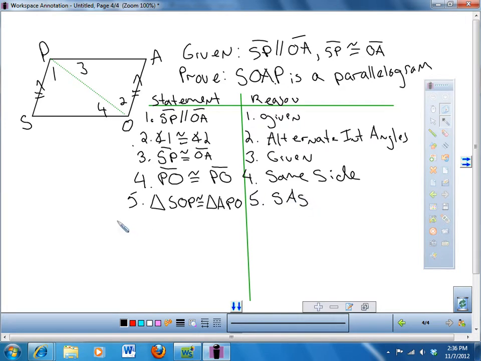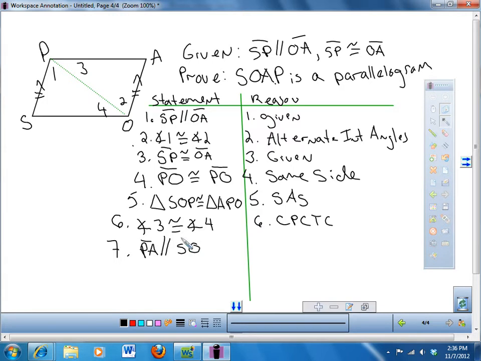Now in step 6, what am I going to put? Good, nice. Angle 3, I just put those numbers in there so it's easier for us to write. So angle 3 is congruent to angle 4. Why? CPCTC. And now, angle 3 being congruent to angle 4 allows me to say what? Nice. That PA is parallel to SO.